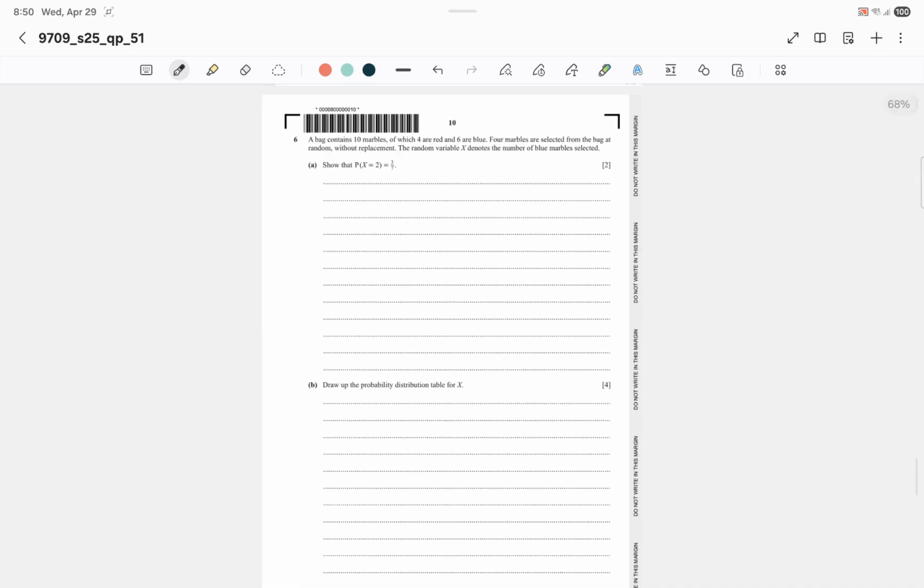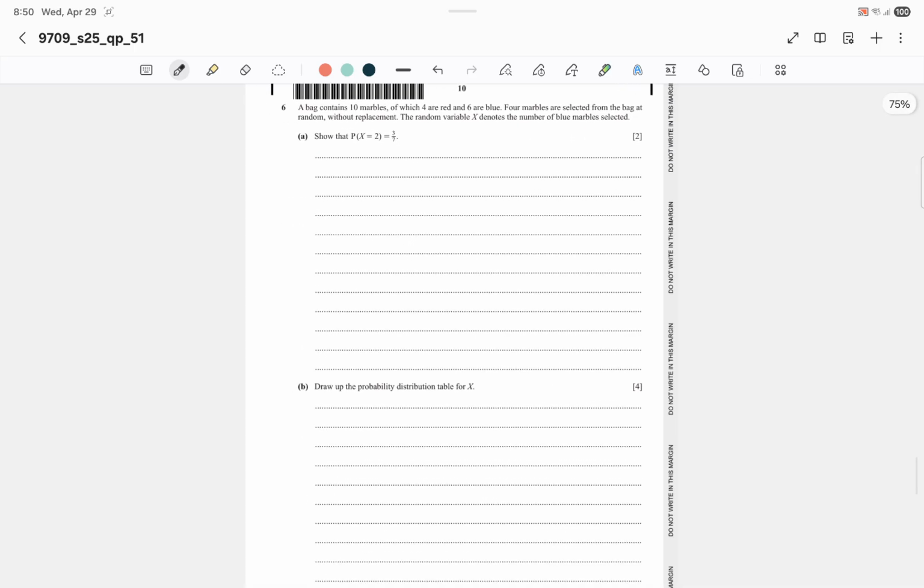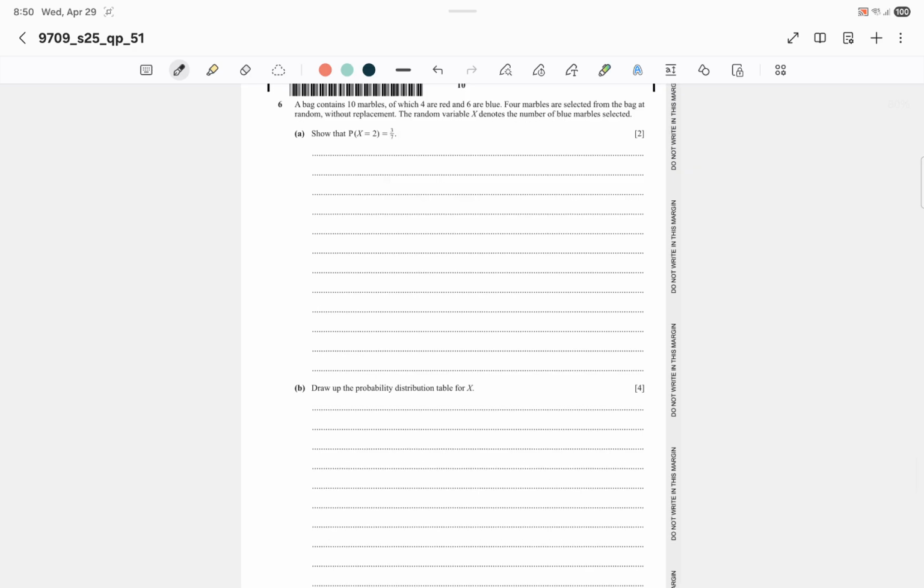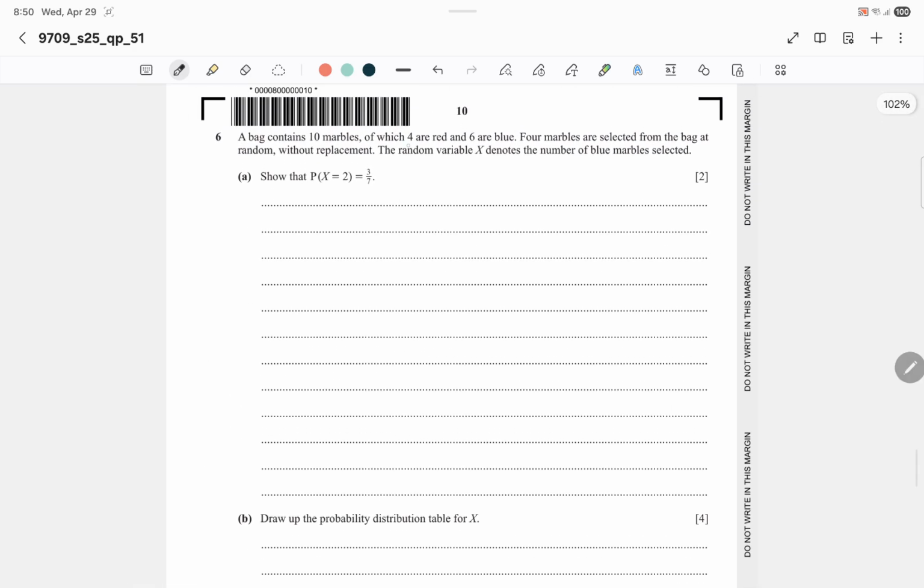All right. A bag contains 10 marbles, of which 4 are red and 6 are blue. 4 marbles are selected from the bag at random without replacement. The random variable X denotes the number of blue marbles taken. So P(X = 2), meaning 2 blue marbles are selected. In total, there are 10 marbles.